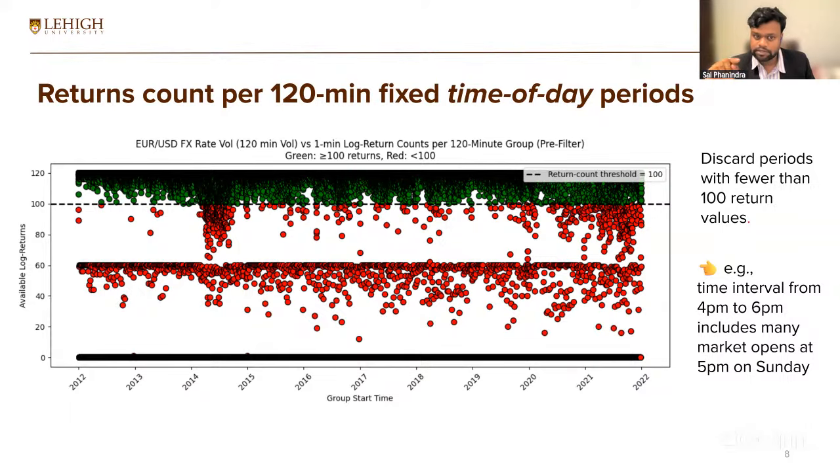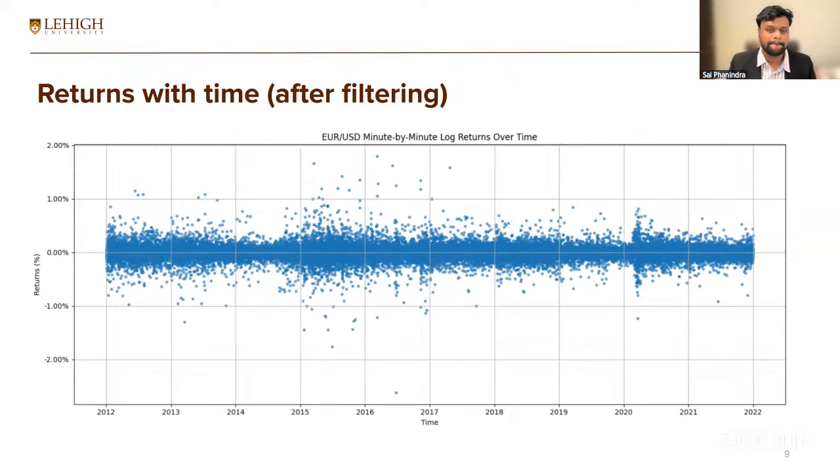Most of the red dots are between 5 p.m. of Friday and 5 p.m. of Sunday, because that's when the Euro USD is not being traded. Next slide, please. This plot represents the returns over the time 2012 till 2022, and these returns hover between +2% and -2%. Next slide, please.